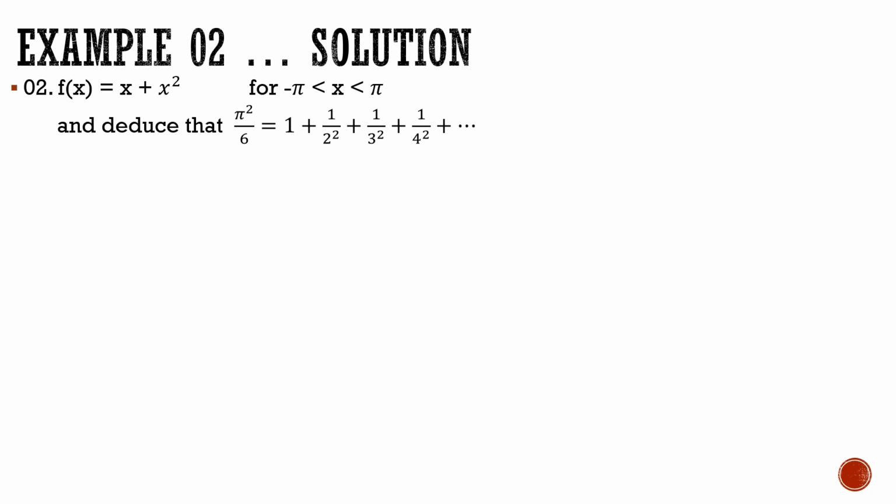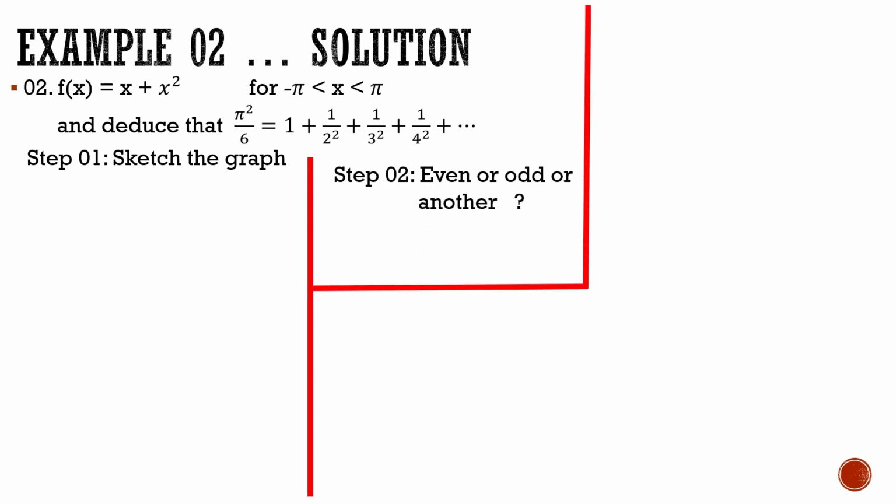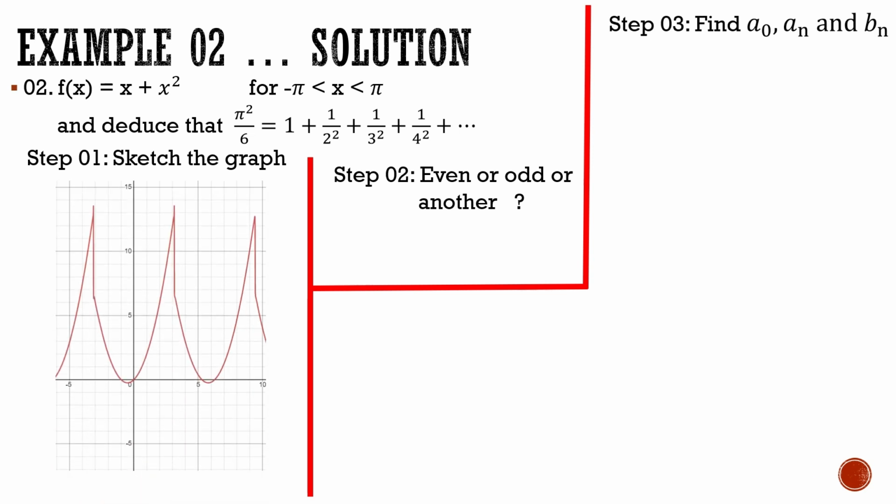Solution for example number 2, which is f(x) equals x plus x squared for x greater than -π and less than π. Step 1, step 2, step 3. We also used these 3 steps in the previous question. The first step is to sketch the graph, the second is to determine whether the function is even, odd or another, and the third is to find a0, an and bn. The graph will be this, and this is not an even or odd function, this is another function.